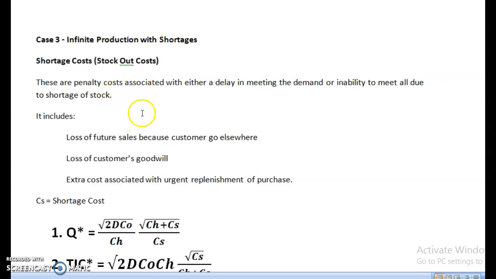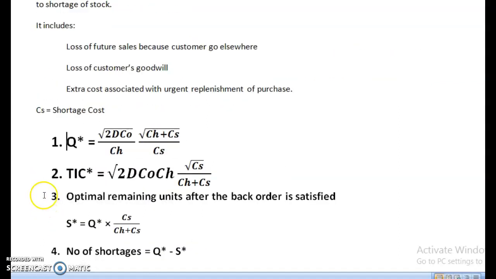The shortage cost includes some items. They are loss of future sales because customers go elsewhere, and loss of customer goodwill. Sometimes they may incur extra cost associated with the urgent replenishment or purchase. The shortage cost is represented by the symbol CS.